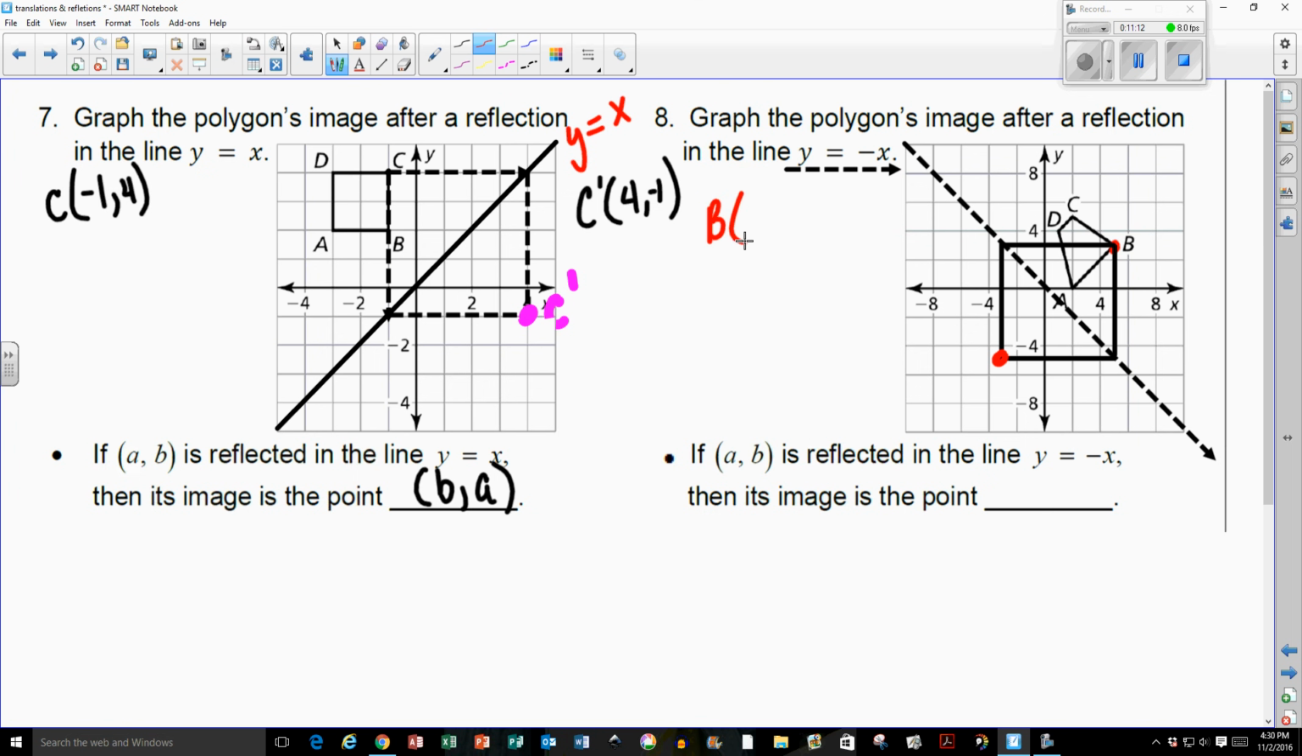B is located at, and notice these are counting by twos, 5, 3, where your B prime is at negative 3, negative 5. Now you'll notice they switched places and became opposite. So now it's going to be negative B, negative A. So over the parent, they switch. Over the negative parent, they switch and become opposite. So they're opposite switch.